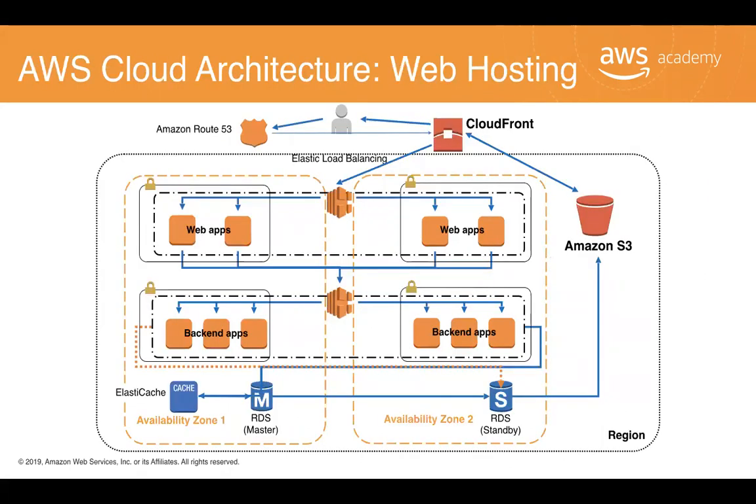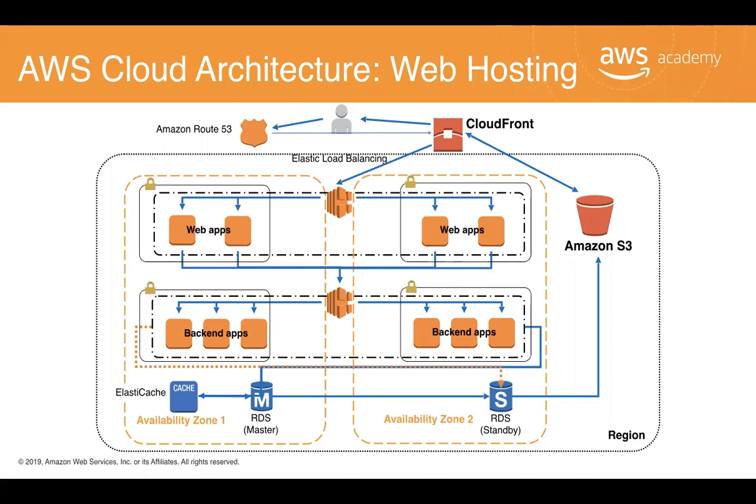So let's talk about AWS cloud architecture for web hosting. In this example, we have our Elastic Load Balancing load balancers in place with CloudFront in front of them. End users are directed to CloudFront via Amazon Route 53, right? That's the DNS service. The load balancers pull content and data from the S3 bucket, RDS, or ElastiCache. And this can serve as a read replica if content is cached there.